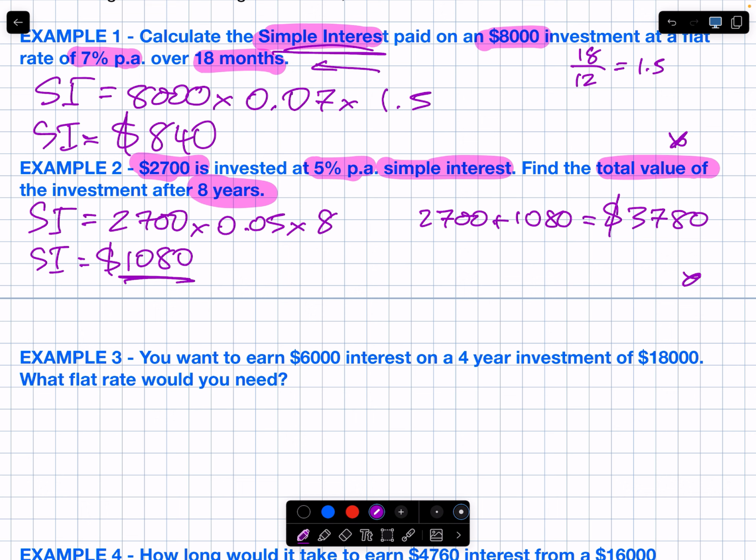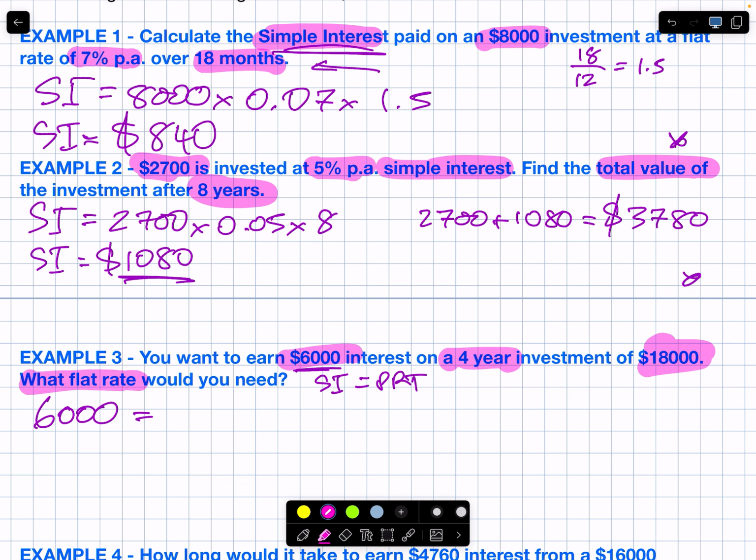So I'm using the formula that Mr. T's given me, but he hasn't bothered to rearrange it. But he's taught you algebra to rearrange anyway. So plug in what you know. You want to earn $6,000 in interest. So the left-hand side of this formula would be the 6 grand. How much are you investing? What's the principal here? 18 grand. How long am I doing it for?